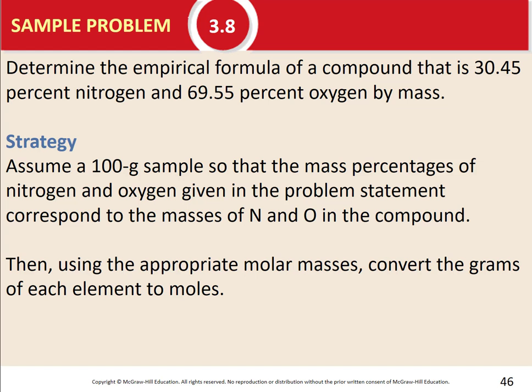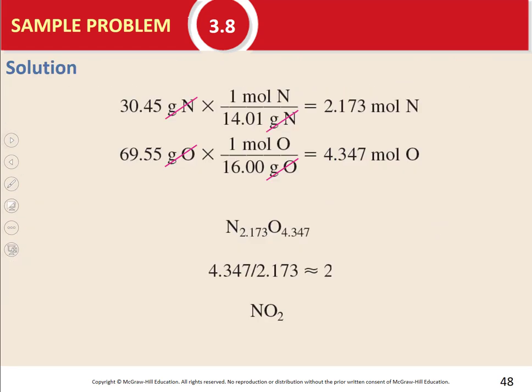Then what do I do now that I have grams of both elements? Take those grams and convert them to what? Moles. So how do you go from grams to moles? Divide by molar mass? Perfect. Divide by molar mass. So in this case, we'd have 30.45 grams of nitrogen and 69.55 grams of oxygen. Divide by the molar mass of each. Molar mass of nitrogen, 14.01. Molar mass of oxygen, 16. That gives us moles.